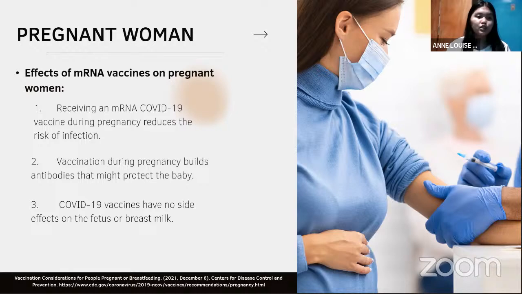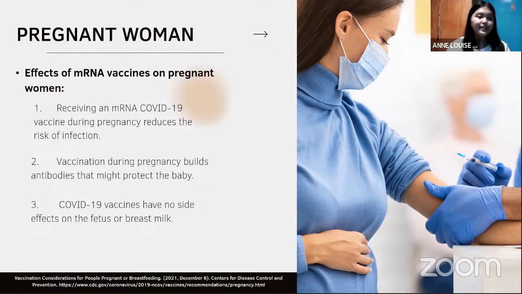Second, vaccination during pregnancy builds antibodies that might protect the baby. When people receive an mRNA COVID-19 vaccine during pregnancy, their bodies build antibodies against COVID-19, similar to people who are not pregnant. Antibodies made after a pregnant person received an mRNA COVID-19 vaccine were found in umbilical cord blood. So this means that COVID-19 vaccination during pregnancy might help protect babies against COVID-19.